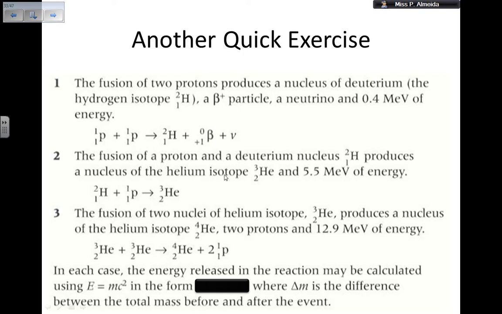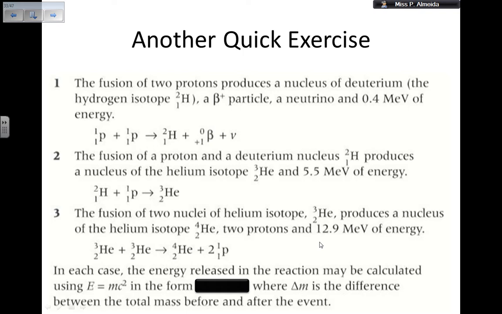Let's see if it makes sense. 3 plus 3 gives me 6. So 4 plus 2 times 1, so 4 plus 2 gives me 6. It makes sense. 2 plus 2 gives me 4. And here, 2 plus 2 times 1, 2 gives me 4. So it makes sense.